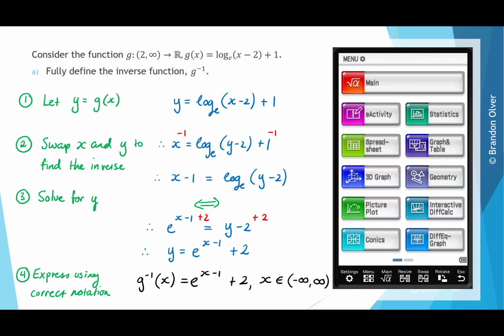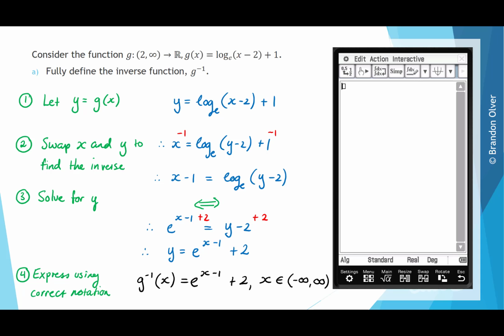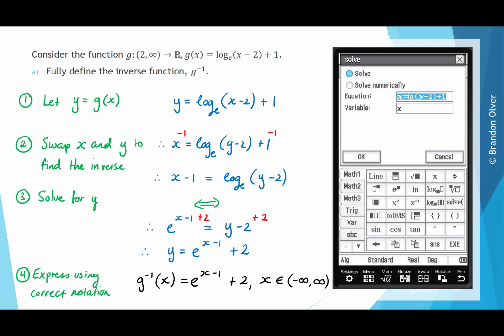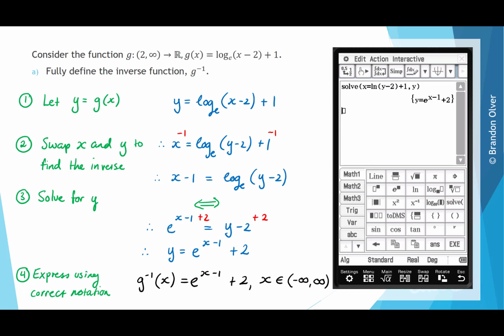We can also use the CAS calculator to confirm this result. So on the CAS calculator, go into the main menu. Next, we want to type in the equation where we'd swapped x and y. So we'll put x is equal to, and in the keyboard we can choose ln for log natural, or log e, and then we're going to have y subtract 2 plus 1. Highlighting this equation, we can go interactive, equation inequality, solve, and this time we want to solve for y. Pressing OK, and that gives us y equals e to the power of x minus 1 plus 2, which is the same as what we found by hand.